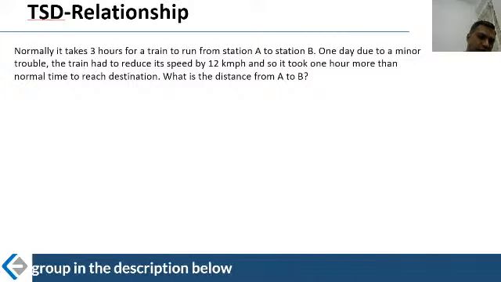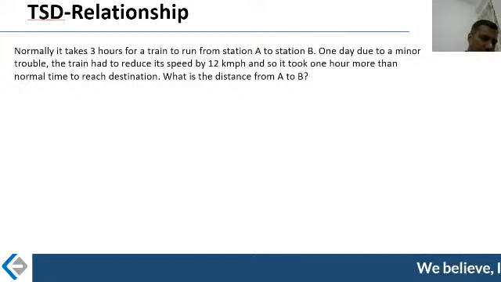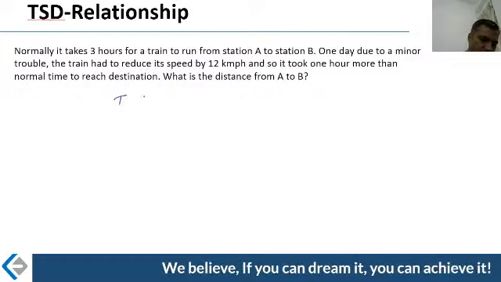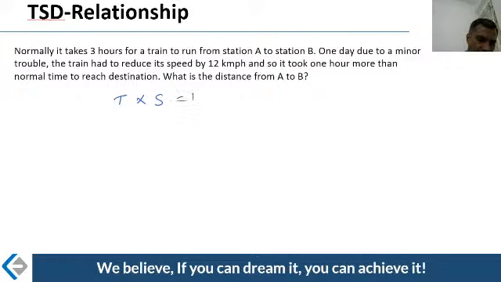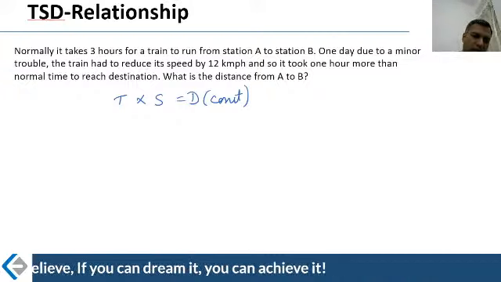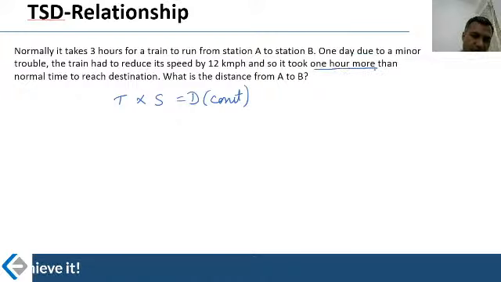All right, let's put it in the same perspective, friends. Speed times time is equal to distance. Distance is constant, because this train is moving between the stations A and B. Normally it takes 3 hours. One of the days it took 1 hour more.